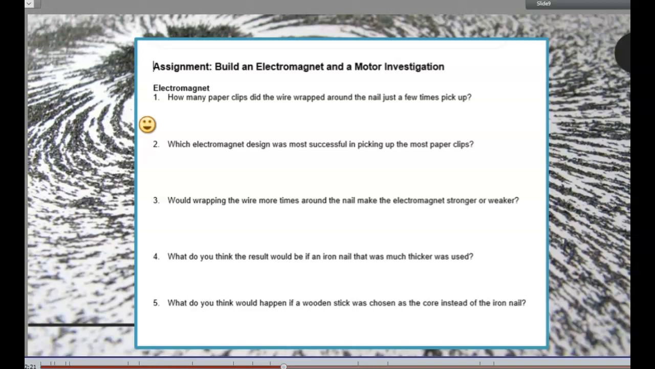So how many paper clips did the wire wrapped around the nail just a few times pick up? Basically, the concept that we need to know here is would it be a big number or a little number?